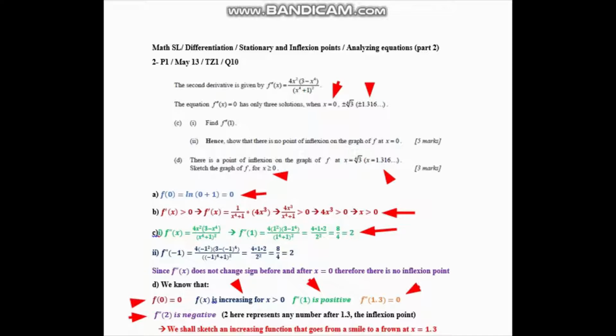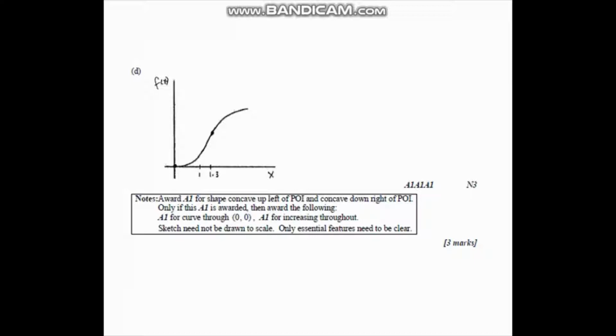Hence, the summary of all of this is that we shall sketch an increasing function throughout that goes from a smile to a frown at x equals 1.3. This is the requirement, and this is what the function shall look like. So as we said, we have an increasing function throughout that starts as a smile and after the inflection point becomes a frown. I've also attached the marking scheme requirements for your benefit.